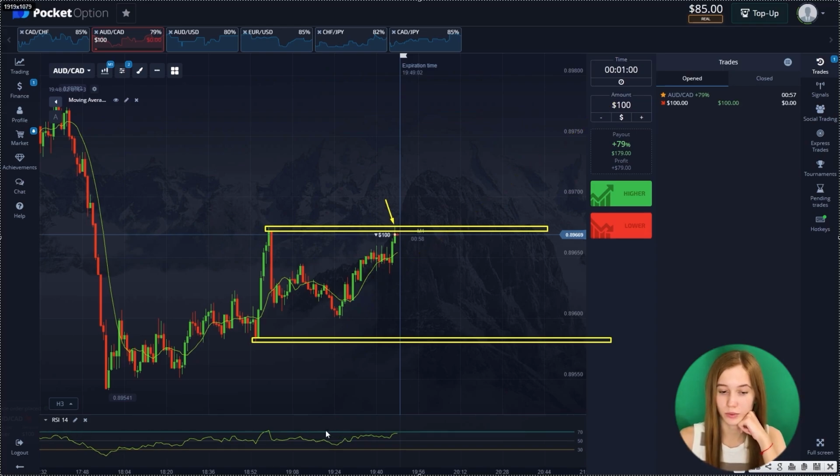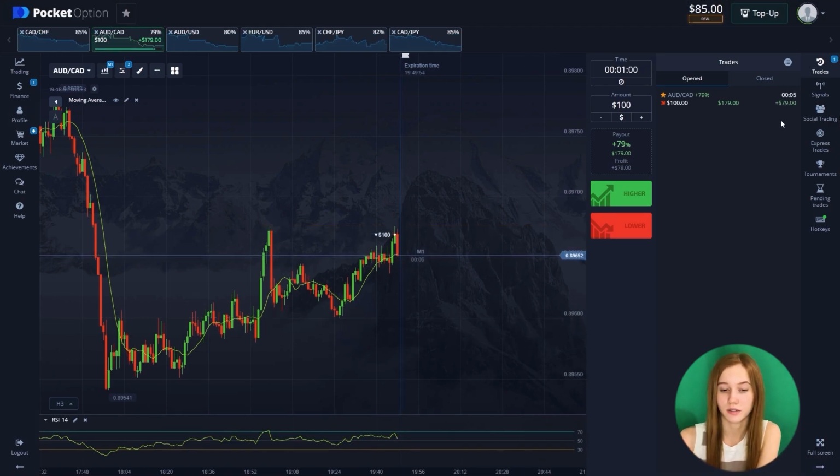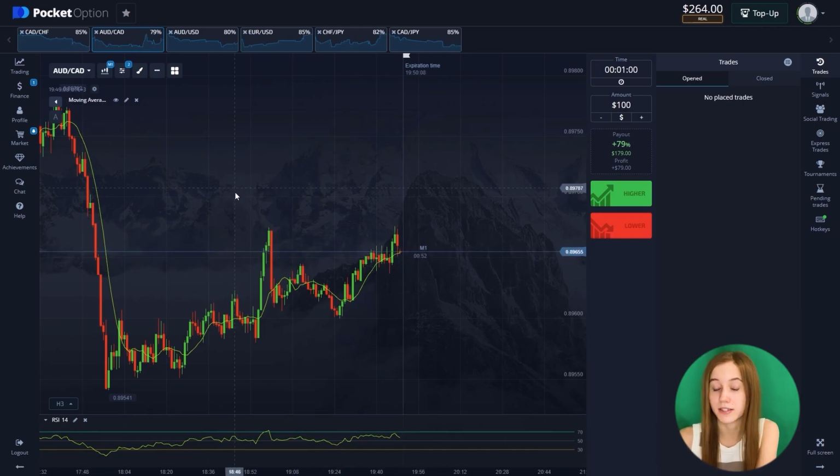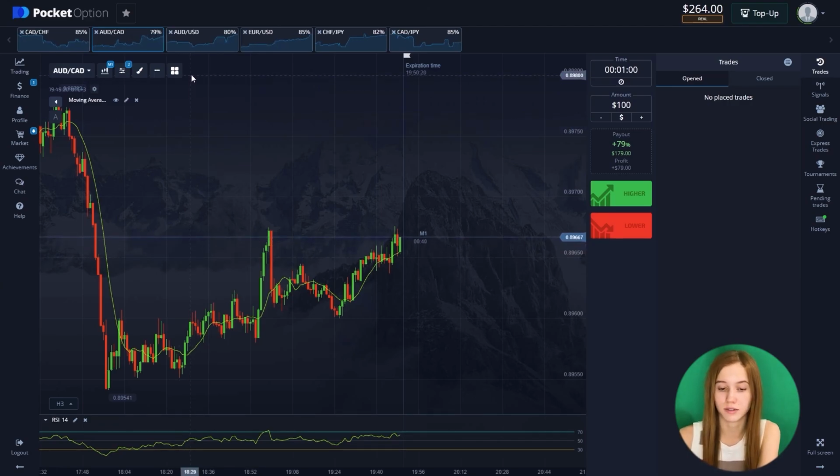RSI also, we see we reached the overbought area in the upper position. 4 seconds left until the end, and the trend is falling. The RSI indicator also looks down. Okay, good. We have a plus still, $79 on our balance is our profit. So I recommend you use these indicators as confirmation of your technical analysis.